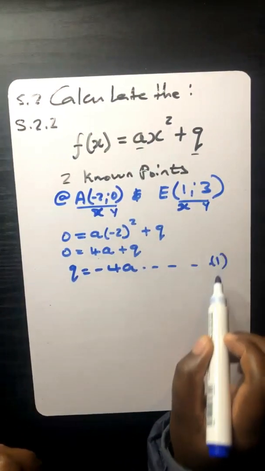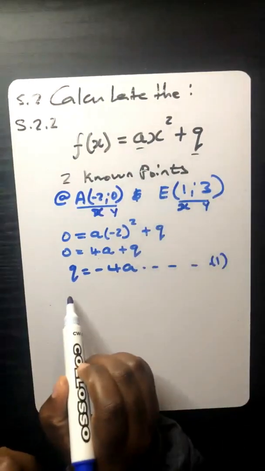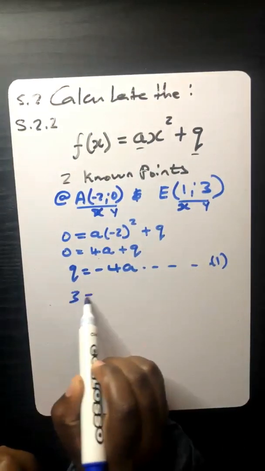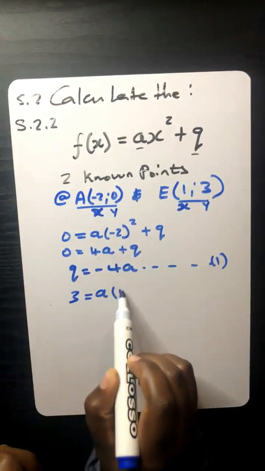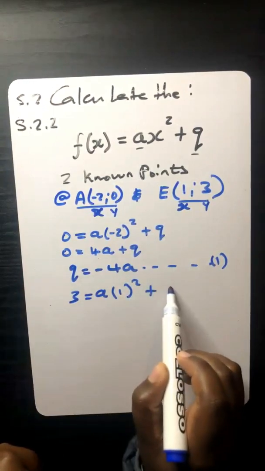So now, we said Q is equal to negative 4a, and this was equation number 1. Now we are substituting that to say y is 3, being equal to a into 1 squared plus q.